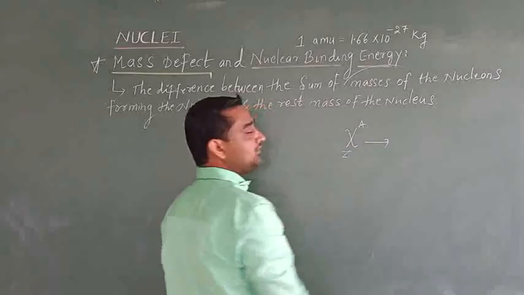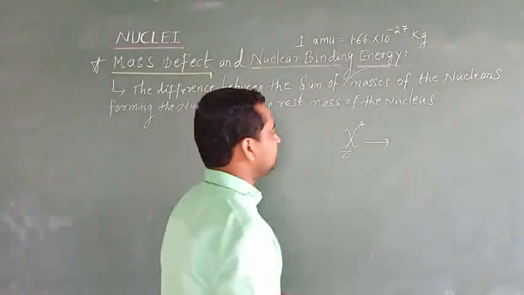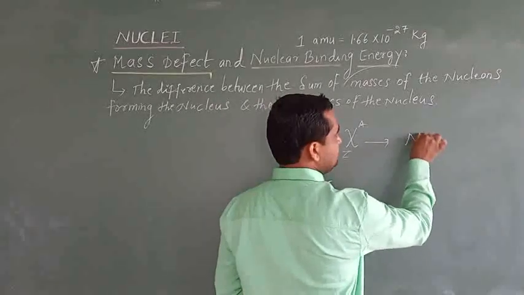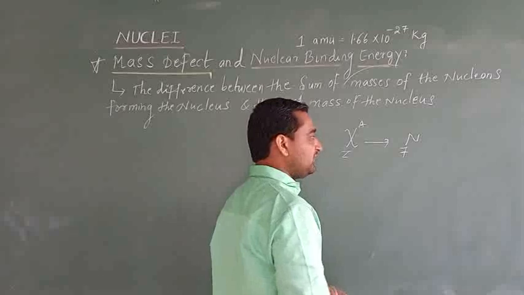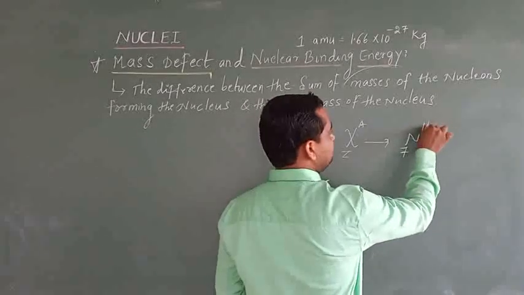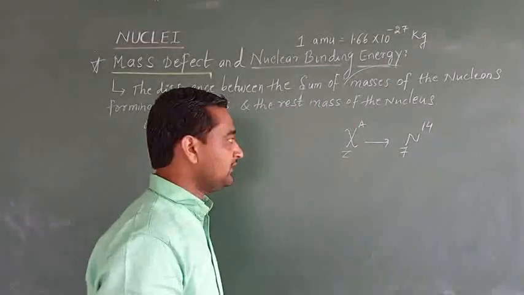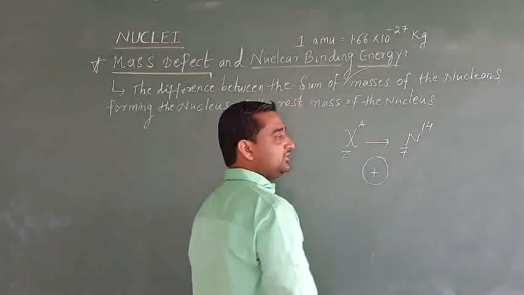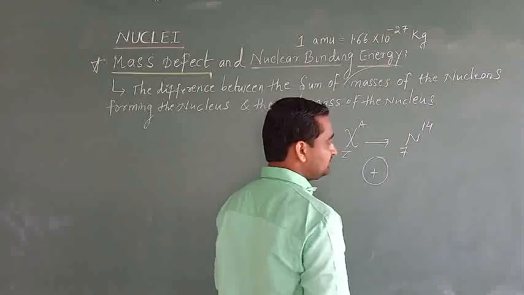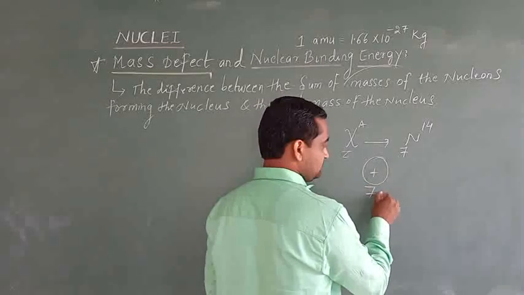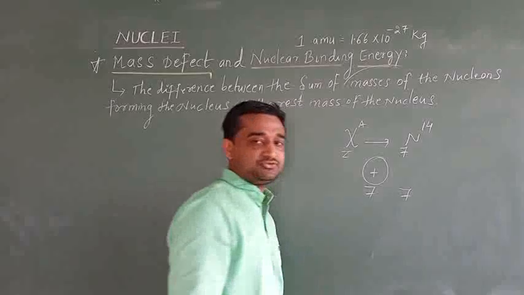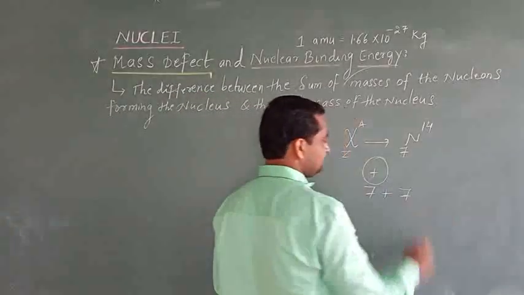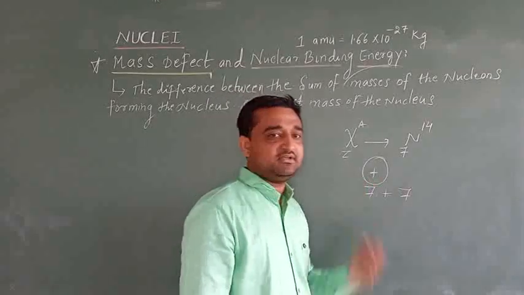ZXA, the symbolic representation of the nucleus of an element. Let us take an example of nitrogen here. Its atomic number is 7 and mass number is 14. That means this nitrogen nucleus is formed by the nucleons, that is equal to 7 protons and 7 neutrons. Nitrogen nucleus is formed due to these nucleons, that is 7 protons and 7 neutrons.